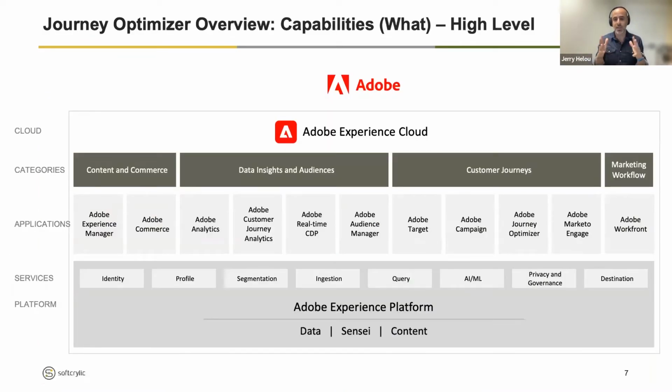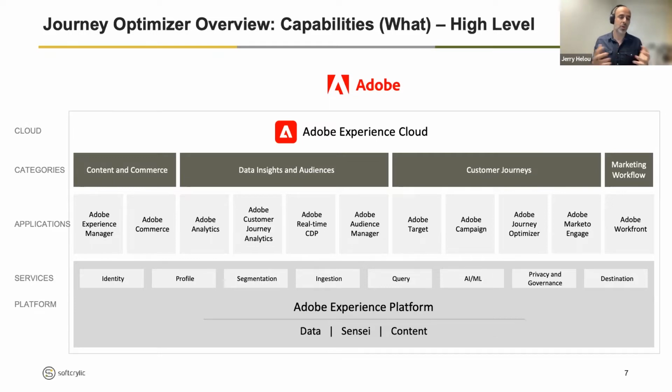So what is it at a high level? If you're new to Journey Optimiser, I would say it is an email marketing automation system that allows you to create journeys based on data that you feed into it. This is nothing new in terms of marketing automation, but the beauty about the way that it's being built is that it's built on top of the Adobe Experience Platform.